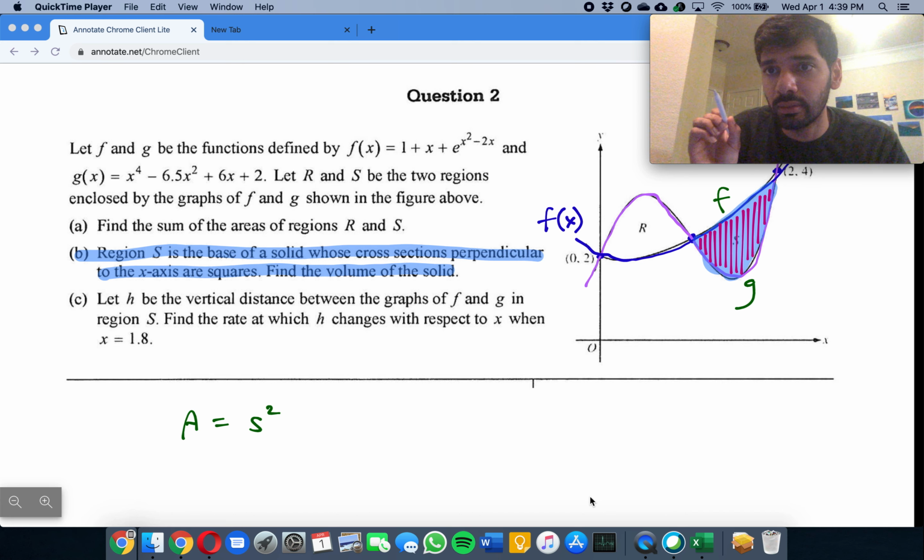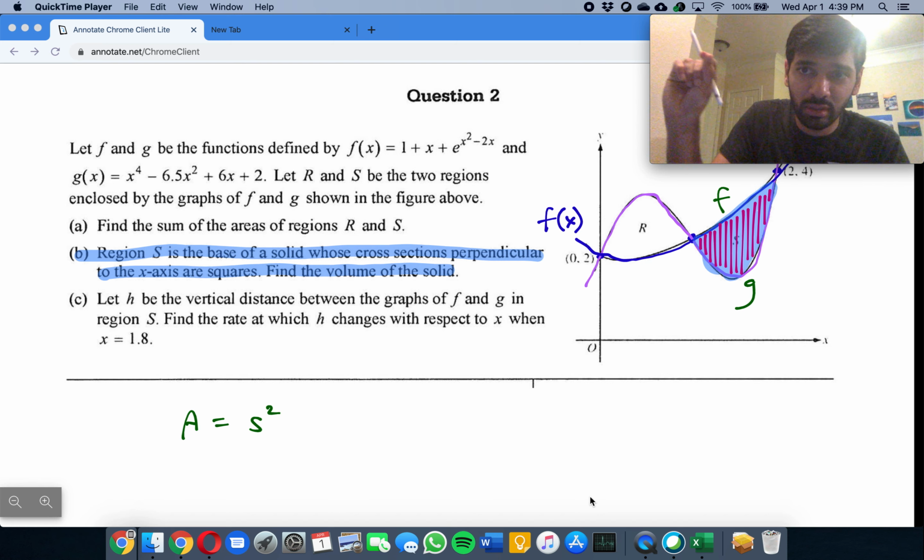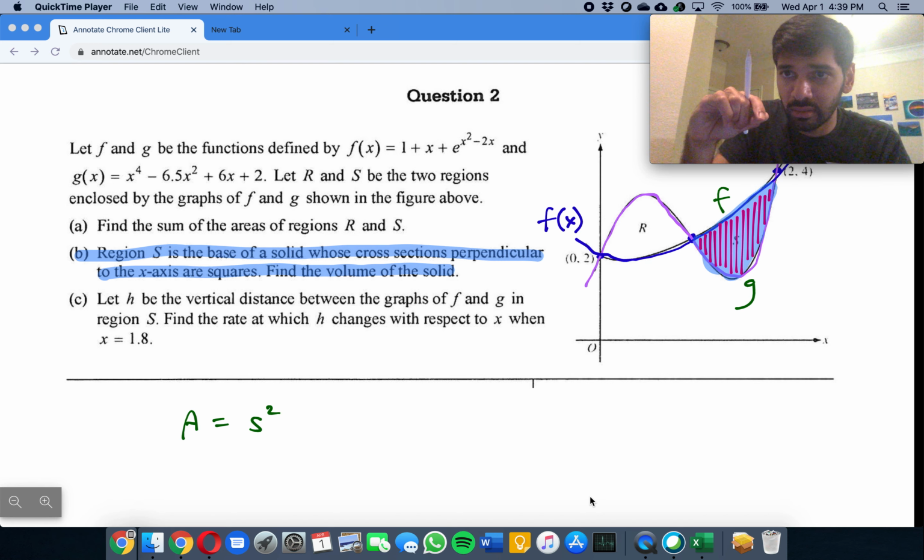Okay, and now to determine how far up the bread has risen at each of those slices, it's a square. So the height of it should be the same as the distance between f and g for each of those slices throughout. So you can think of each square as a different size.